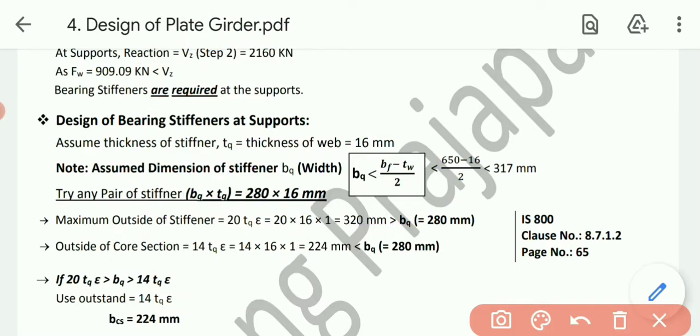Okay, so now BF, that is 650, minus TW, that is 16, divided by 2. So I will get the answer 317 mm. It means I have 317 mm of space on both sides of the web. I cannot go beyond the 317 mm.